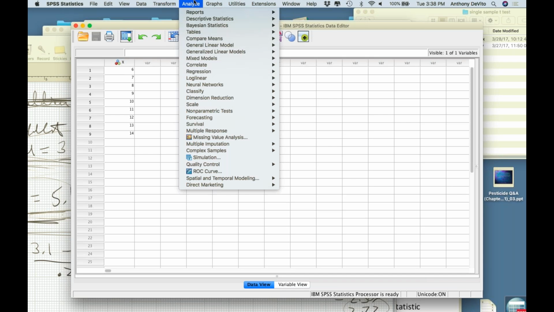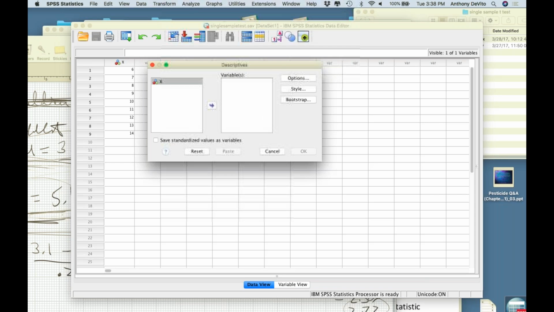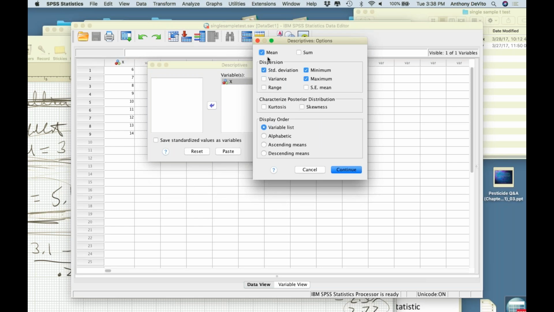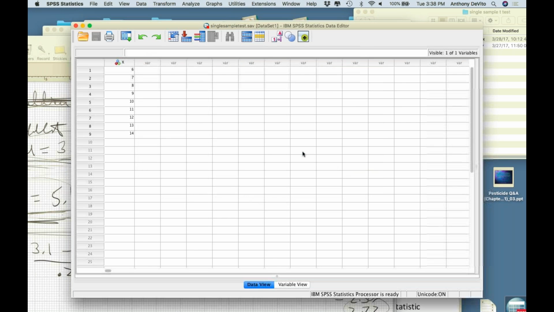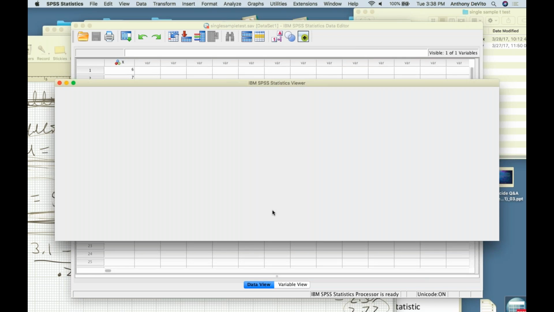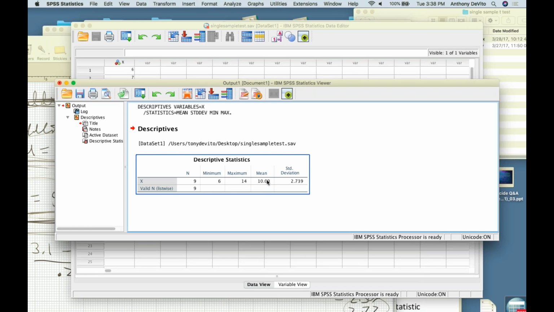I'm going to go into Analyze, and we're going to start to use SPSS quite a bit more as we move forward, because we want you to be able to do real statistics when you go into other courses. I'm going to go into Descriptive Statistics, and ask SPSS to take this variable, X, that I called it, and tell me what the mean and the standard deviation are. I'm going to click Continue and click OK. The output window is going to come up, and the mean is 10, and the standard deviation is 2.739, just as we saw before.